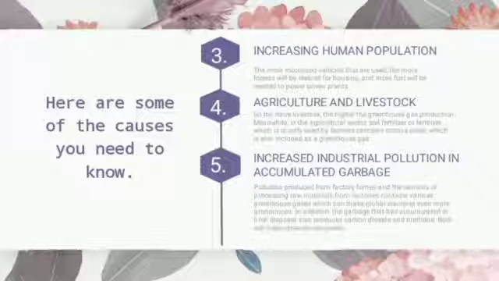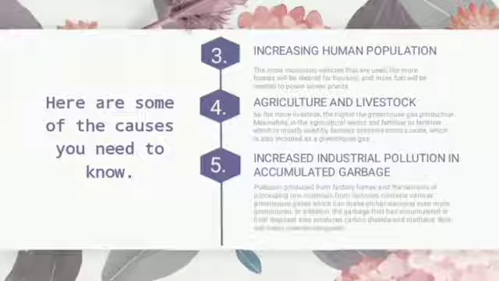3. Increasing human population. The more motorized vehicles that are used, the more forests will be cleared for housing, and more fuel will be needed to power plants. 4. Agriculture and livestock. The more livestock, the higher the greenhouse gas production. Meanwhile, in the agricultural sector, soil fertilizer which is mostly used by farmers contains nitrous oxide, which is also included as a greenhouse gas.